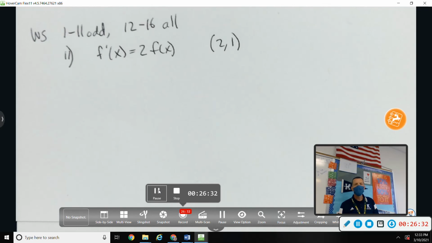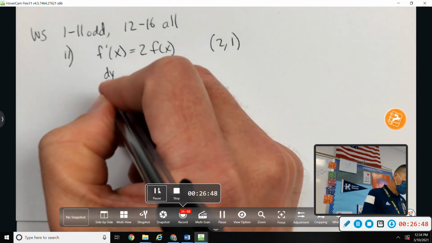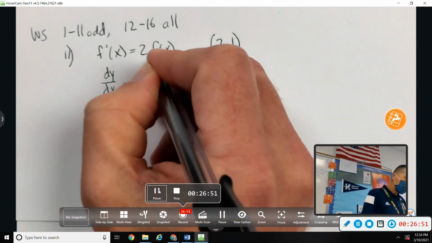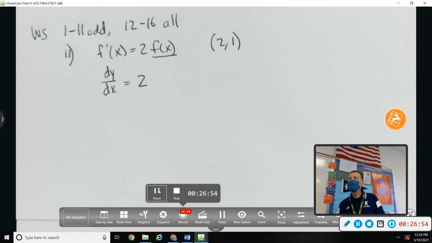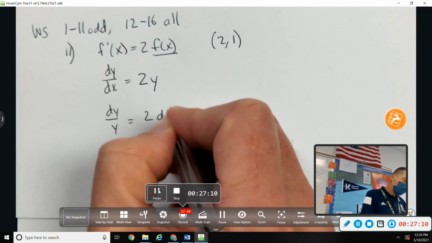F prime equals 2 times f. What's another way to say f prime? dy dx. So it doesn't look good right now. Like I can't separate, I don't know what to do with this. But if I replace f prime with dy dx, what do I need to do with f of x then? It's not the same thing as y. So now that's a lot easier problem to work with. We didn't really change anything except the names, the symbols, because now we can separate variables and go from there.